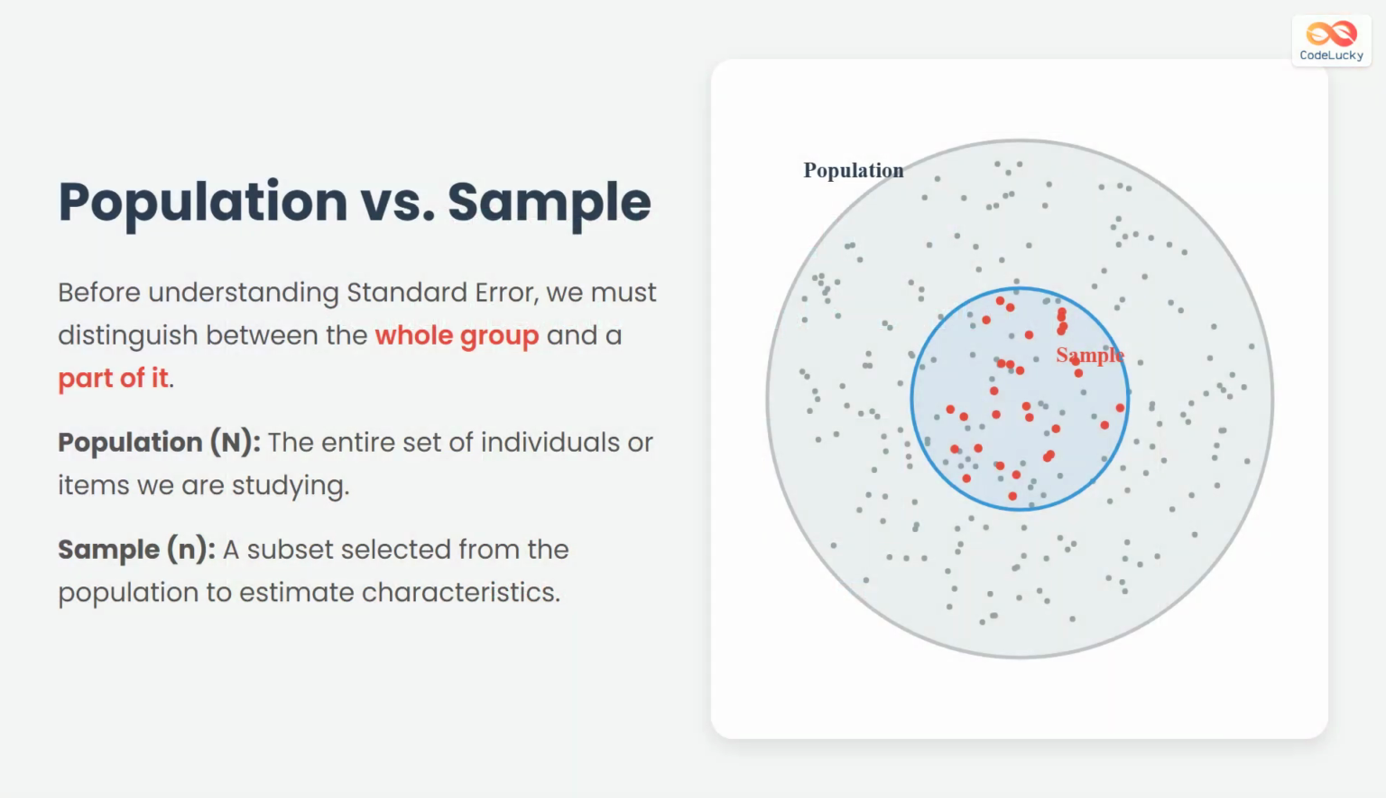To understand standard error, we first need to be clear about two groups. The population is the big circle, representing everyone or everything we are interested in. The sample is the smaller group we actually measure. For example, the population might be all people in a country, while the sample is just 1,000 people we surveyed.